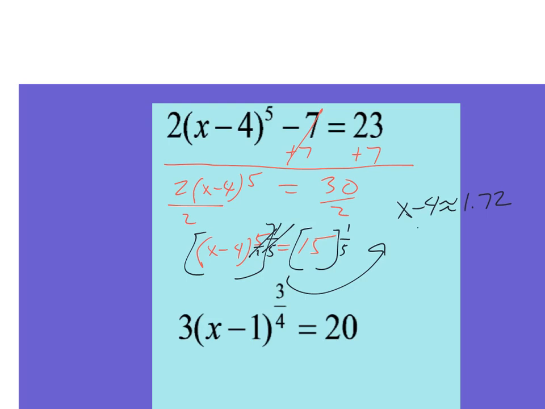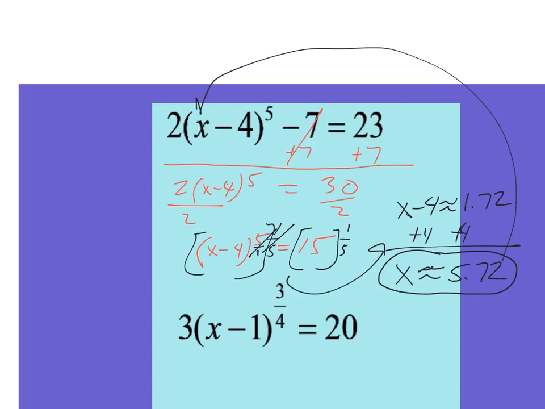And now I'm going to add the 4 to both sides. And so I have an x is approximately equal to 5.72. There would be, again, my value. I could put that 5.72 back up into the equation if I wanted to, just to make sure that this equation still worked out.